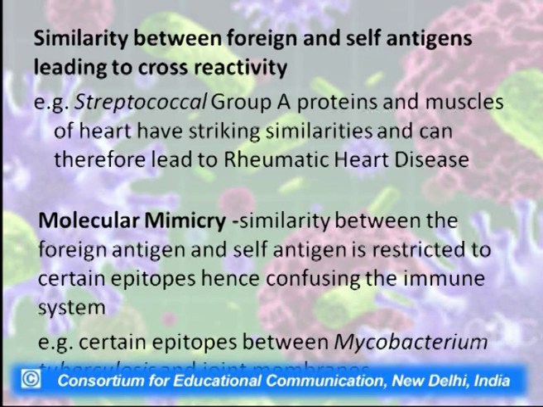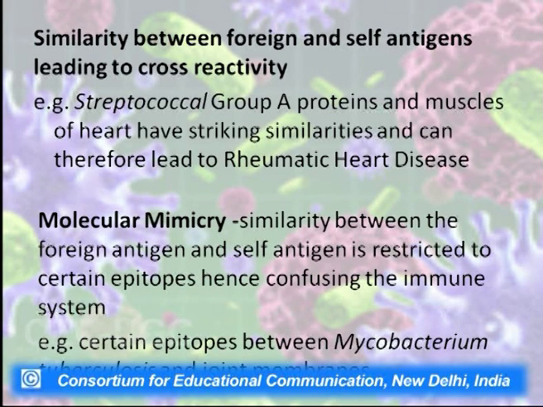Now, there is another situation which is called molecular mimicry. What happens here? There is a similarity between the foreign antigen and the self antigen, but it is restricted to certain epitopes only, hence confusing the immune system. For example, there are certain epitopes which are common between Mycobacterium tuberculosis and the joint membranes.